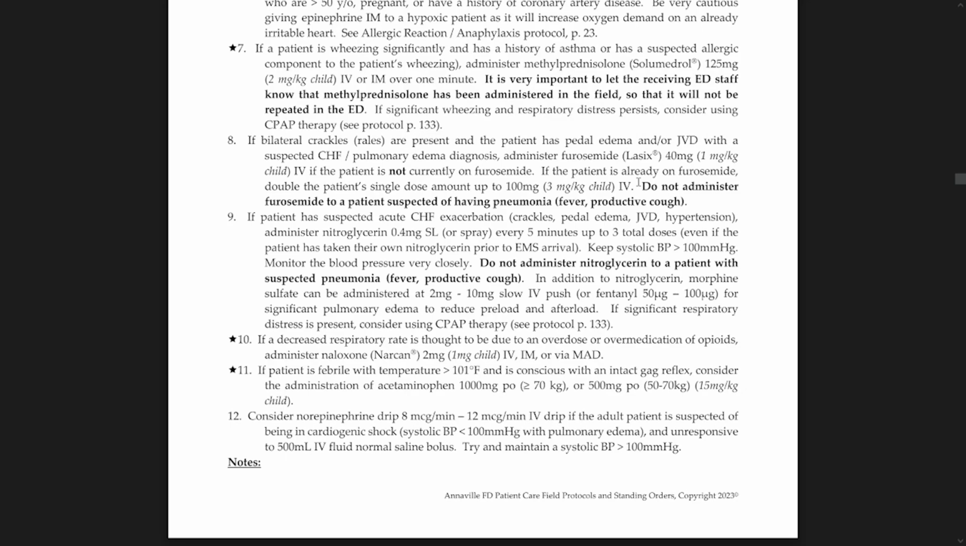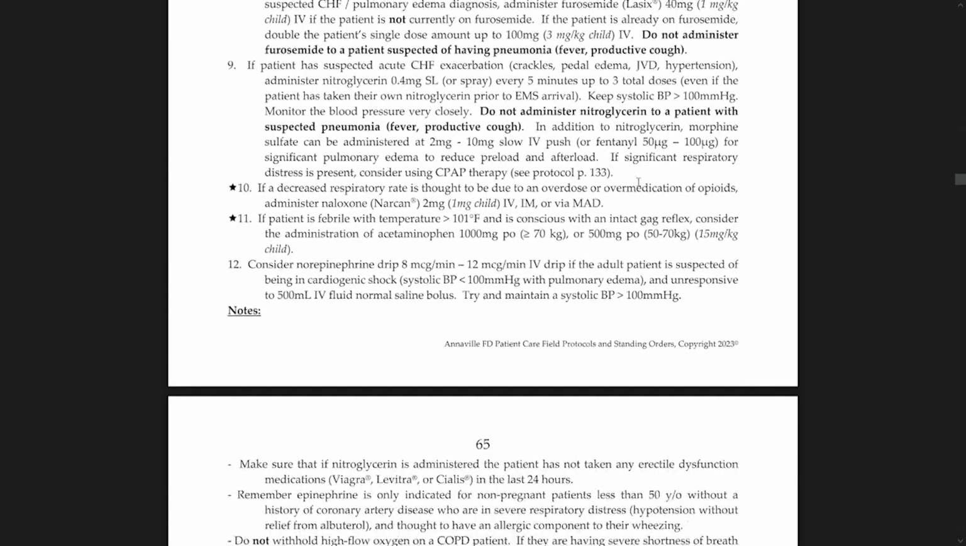In addition to nitroglycerin, morphine sulfate can be administered at 2 milligrams to 10 milligrams with a slow IV push, or fentanyl at 50 to 100 micrograms, for significant pulmonary edema to reduce preload and afterload. If significant respiratory distress is present, consider using CPAP therapy, which is on page 133. If a decreased respiratory rate is thought to be due to an overdose or over-medication of opioids, administer Narcan or naloxone at 2 milligrams, or 1 milligram for a child, via IV, intramuscularly, or via a MAD device.